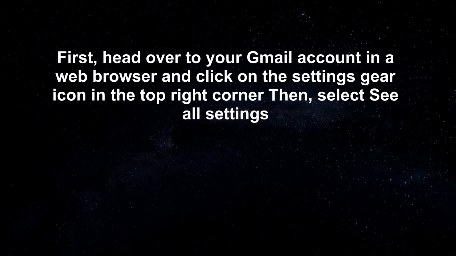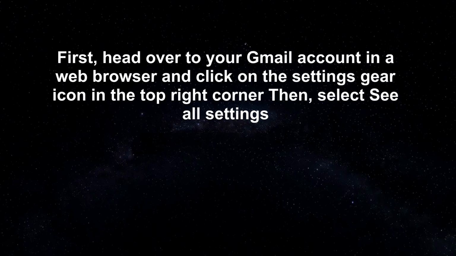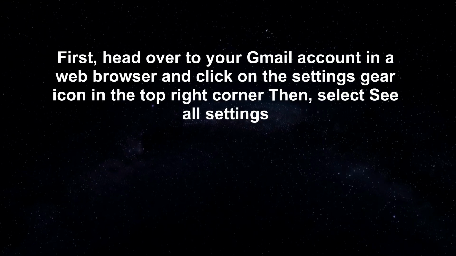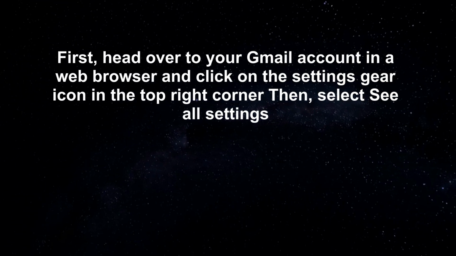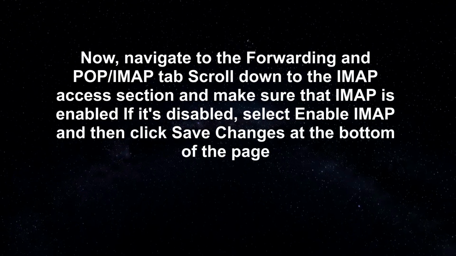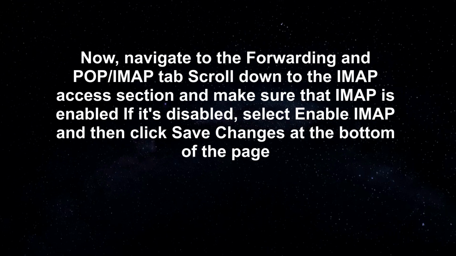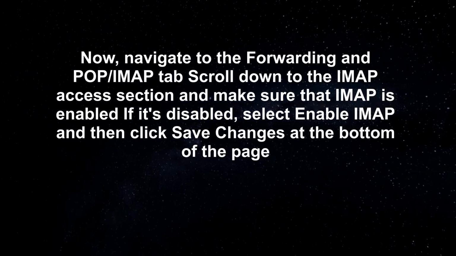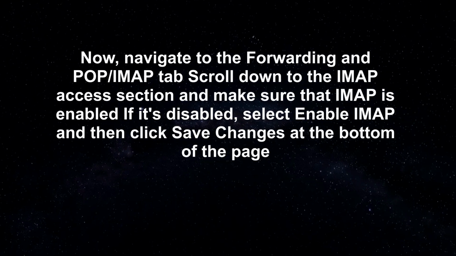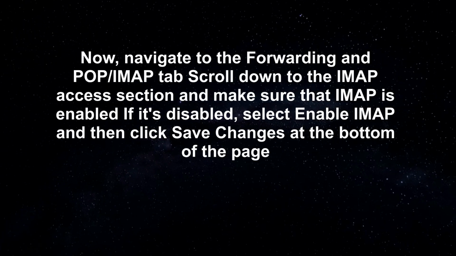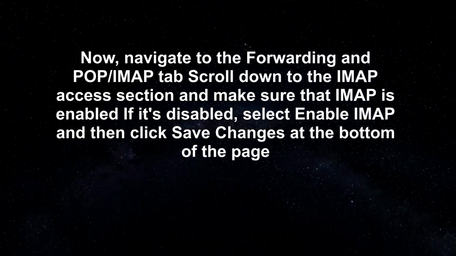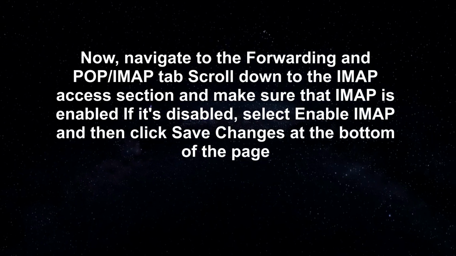First, head over to your Gmail account in a web browser and click on the settings gear icon in the top right corner, then select See All Settings. Now navigate to the Forwarding and POP/IMAP tab, scroll down to the IMAP Access section and make sure that IMAP is enabled. If it's disabled, select Enable IMAP and then click Save Changes at the bottom of the page.